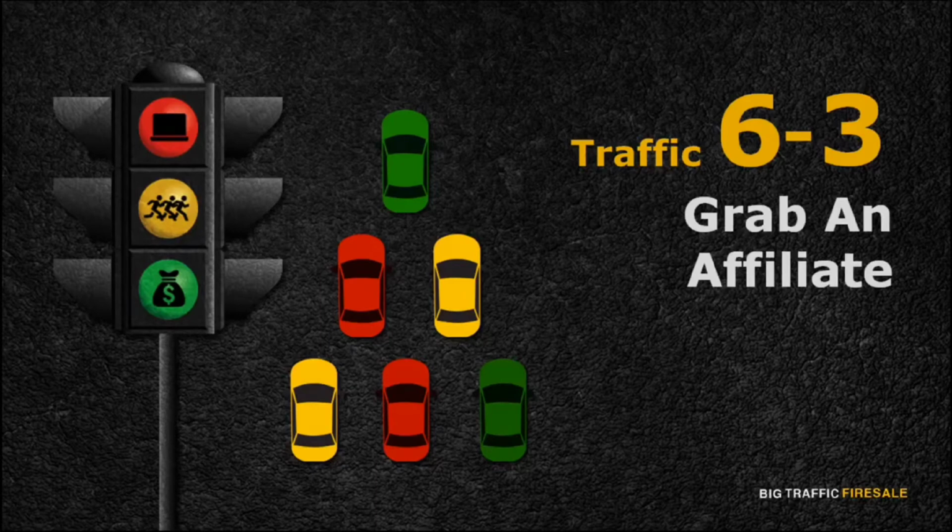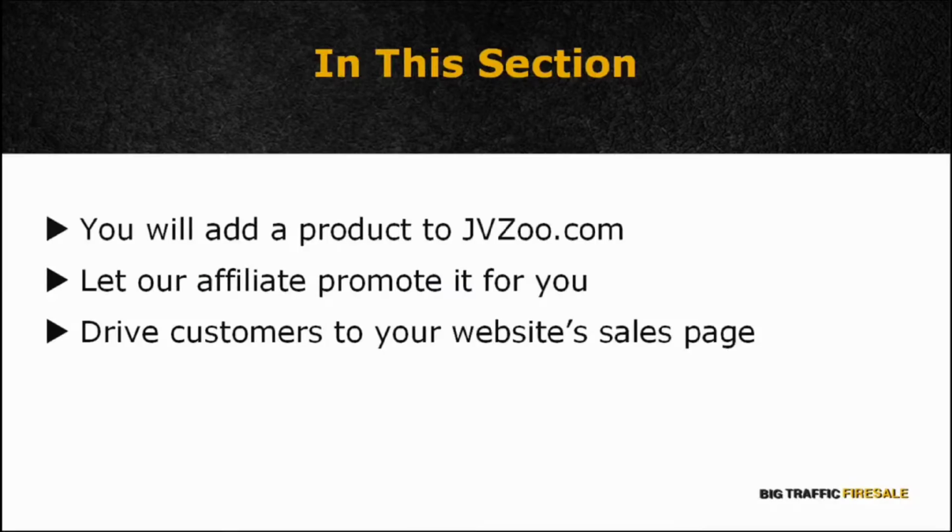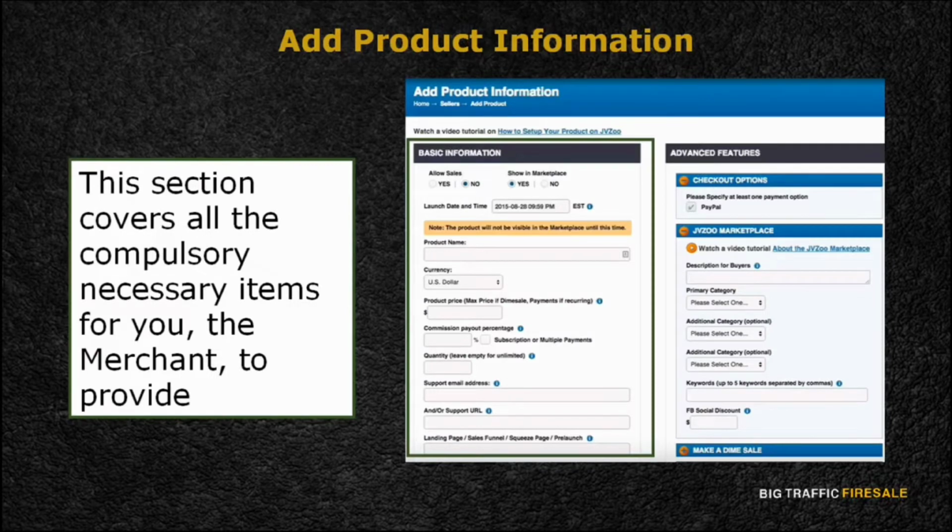It's time for you to publish your product to the affiliate. So you've set up your payment profile and added necessary information to your account in jvzoo.com. Great! Time to add a product and let your affiliate promote it for you. At the same time, you'll drive customers to your website's sales page. At your seller's dashboard, you see the Add a Product button on your right. Clicking it will direct you to the Add Product Information page. There are tons of information related to your products that you will need to fill before jvzoo.com can let affiliates promote it for you. Don't worry, it's not as hard as you think.